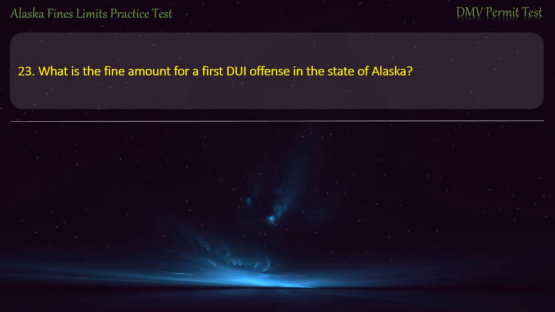Question 23. What is the fine amount for a first DUI offense in the state of Alaska? $1,000. $2,500. $1,500. $2,000. Answer: $1,500.